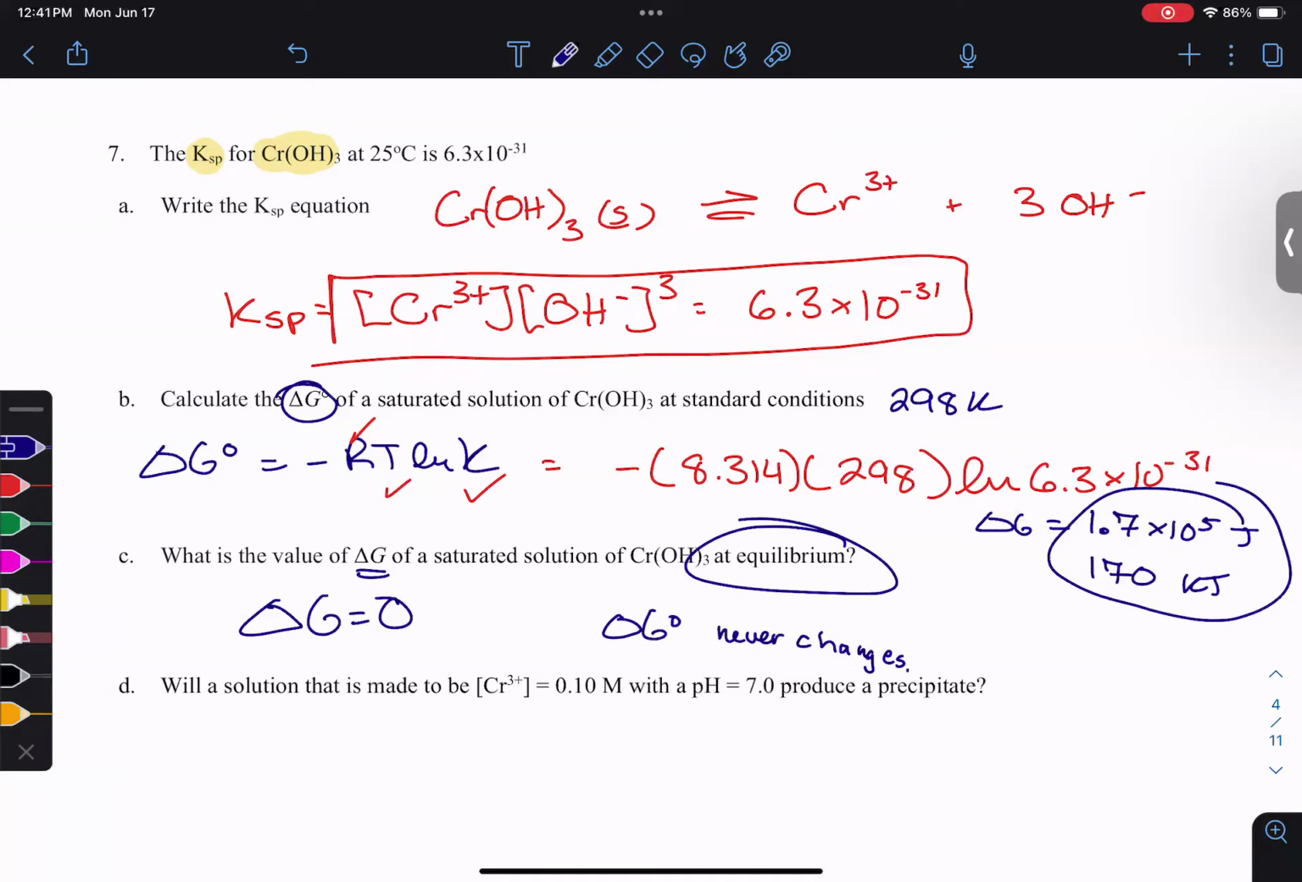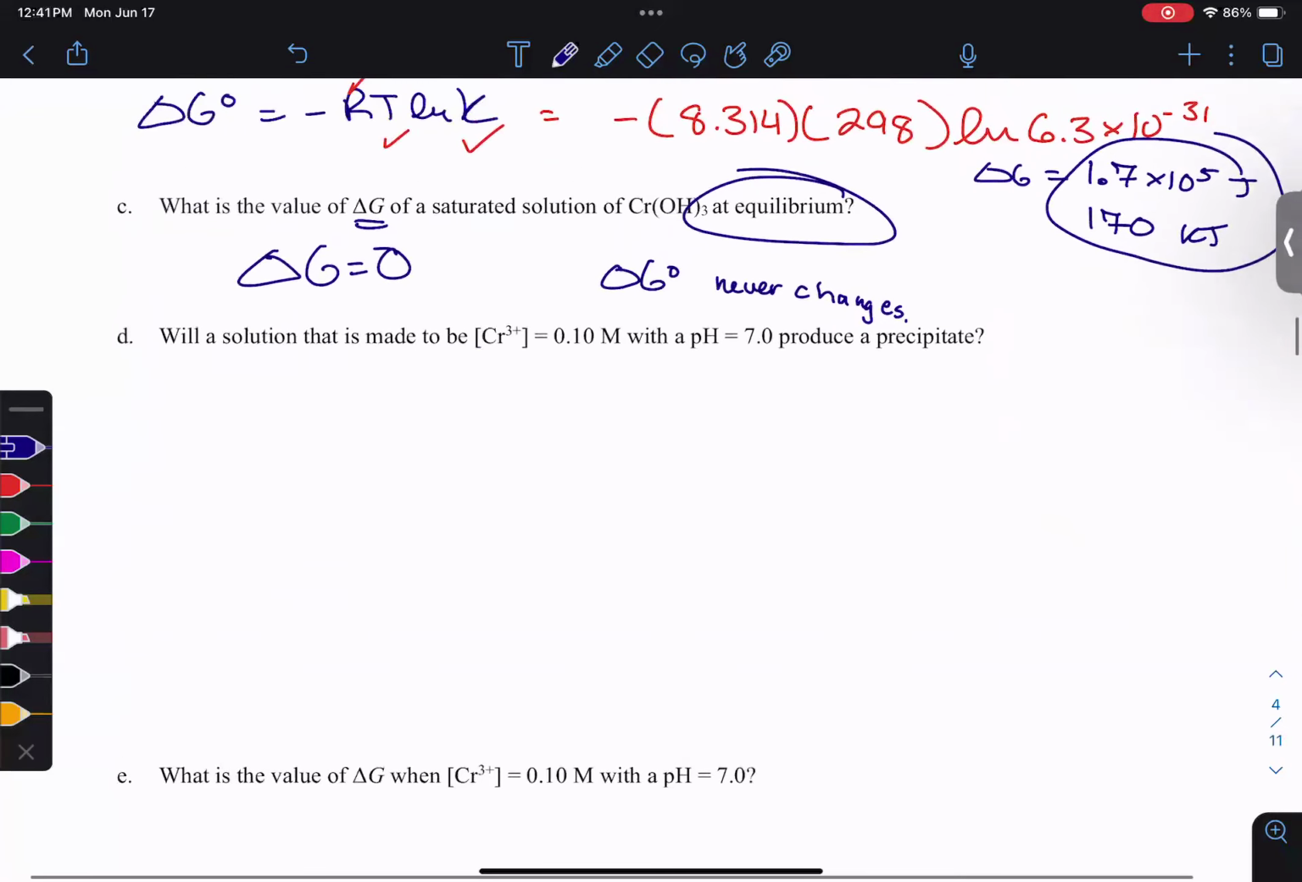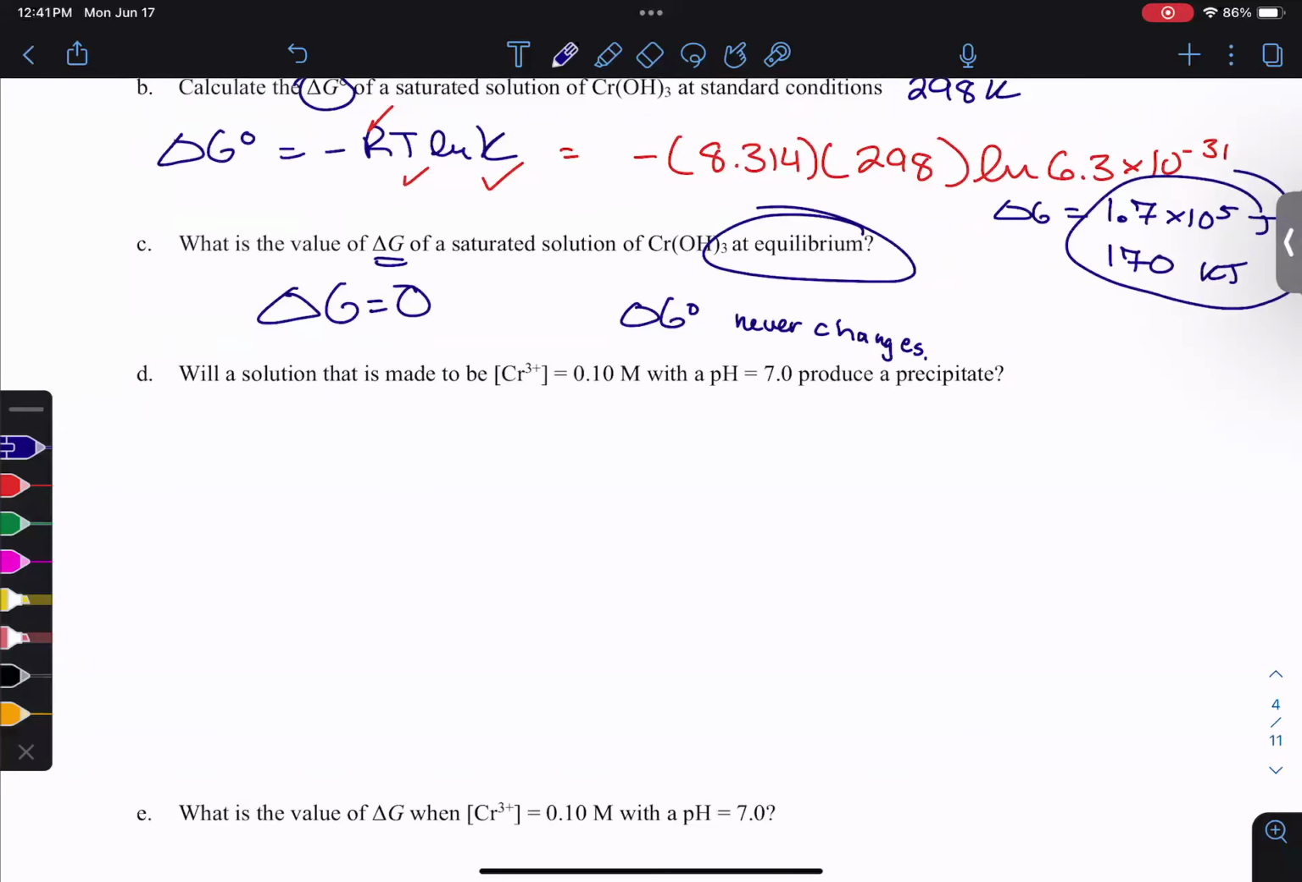Because we're already at equilibrium. All right, finally, will a solution that is made to be this concentration of chromium with this pH produce precipitate? So let's figure it out.